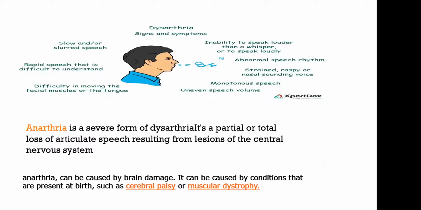The other disorder is anarthria. It's a severe form of dysarthria. It's a partial or total loss of articulate speech resulting from lesions of the central nervous system. It can be caused by brain damage. It can also be caused by conditions that are present at birth, such as cerebral palsy or muscular dystrophy.